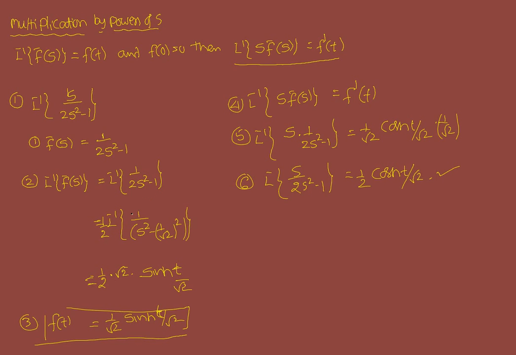Similarly, we will go for another problem. That is L inverse of s by s minus 4 whole power 5. So first step, except s, you have to consider it as f bar of s. So f bar of s is equal to 1 by s minus 4 whole power 5.